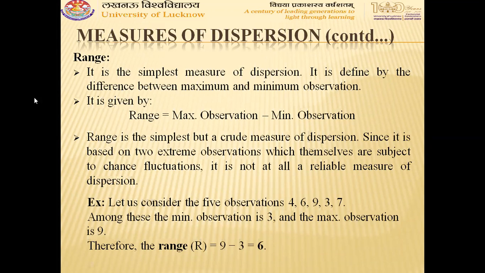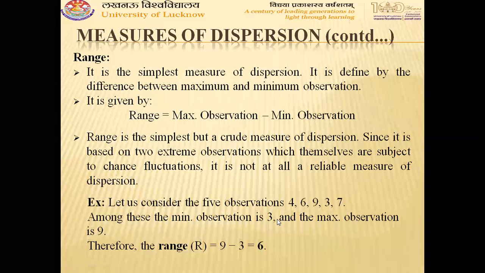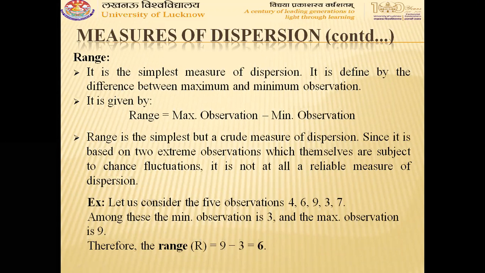How is it calculated? For example, we can consider the five observations 4, 6, 9, 3, and 7. Among these, we can see that the minimum observation is 3 and the maximum observation is 9. So the range will be 9 minus 3, which gives 6. So the range of the data is 6 units.